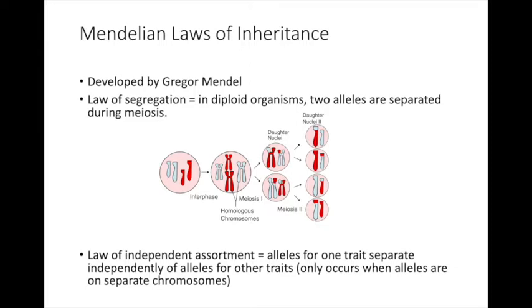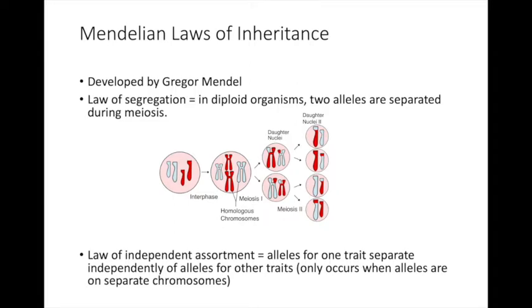So the law of segregation would tell us that alleles are separated. You have two alleles. You have blue eyes and brown eyes. They get separated. You may either pass on the brown-eyed allele or you may pass on the blue-eyed allele if you're heterozygous. If you're homozygous, of course, you're only going to pass one copy of the allele and it's going to be the same allele.